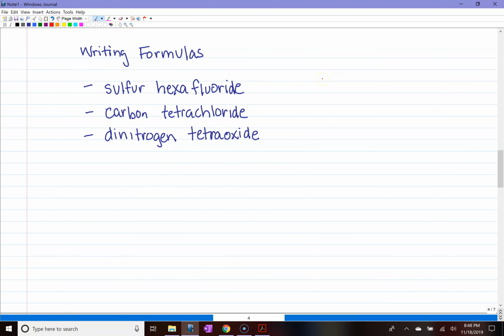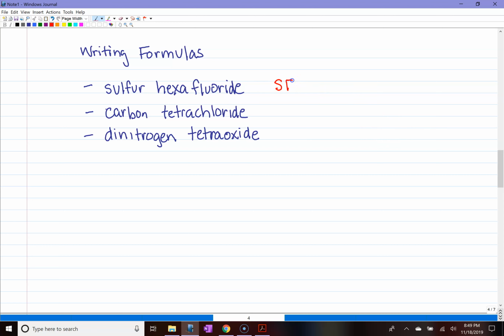Now, when we write formulas from the names, we're not going to cross over or anything. We're not going to have to look at the periodic table. We're simply going to write the element and then put its prefix as the subscript. So sulfur hexafluoride, there's no prefix on sulfur. And so there's 1 sulfur.